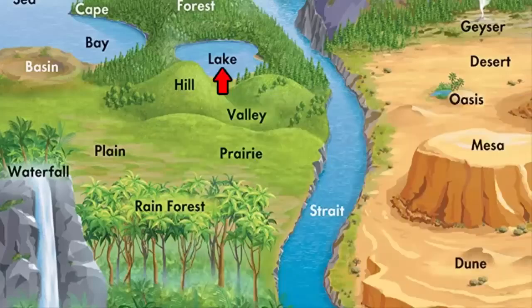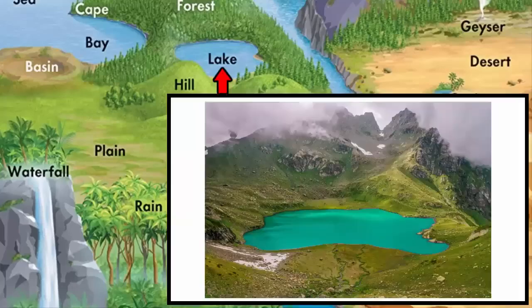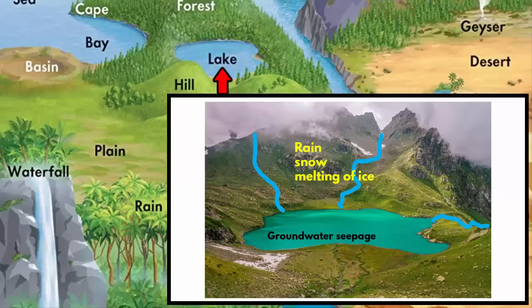The next one is lake. A lake is a body of water that is surrounded by land. Most of the lakes are fed and drained by rivers and streams, which get water from rain, snow, melting ice, and groundwater seepage. That means a lake is a low-lying land, which you can also call a basin. That's how a lake will have water.